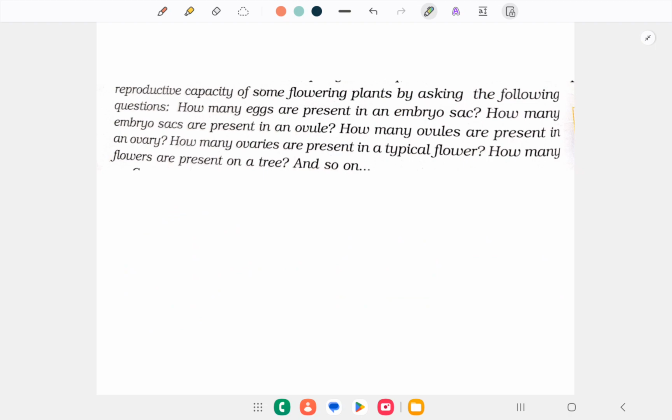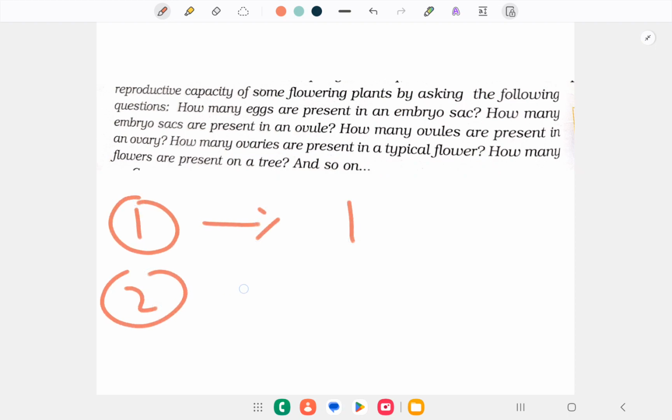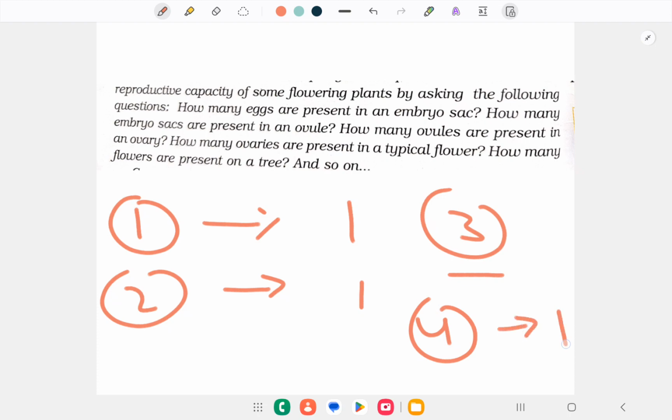Next, how many ovaries are present in a typical flower? A typical flower will have one ovary. So when you write down the answers to the questions, the first question answer is 1. Second question answer is also 1. The third question will be 1 to many, and the fourth question will also be 1.